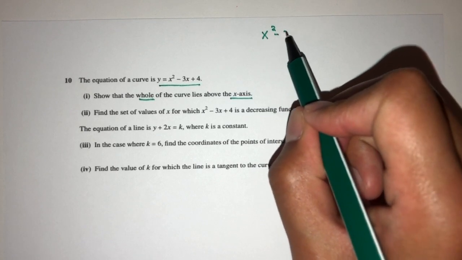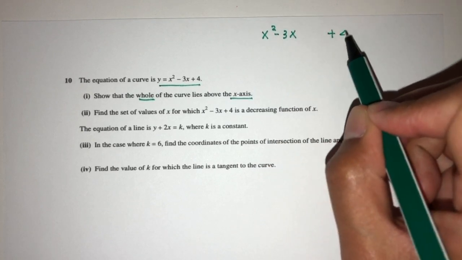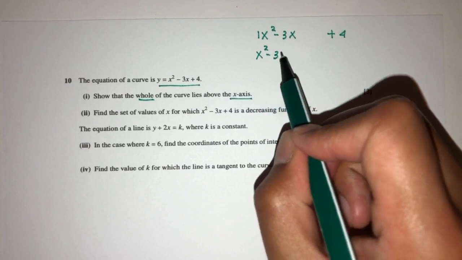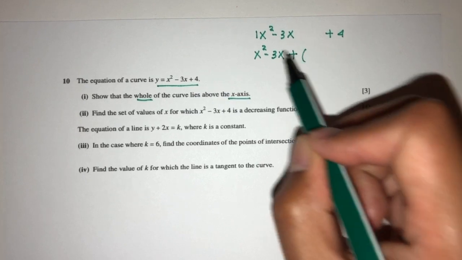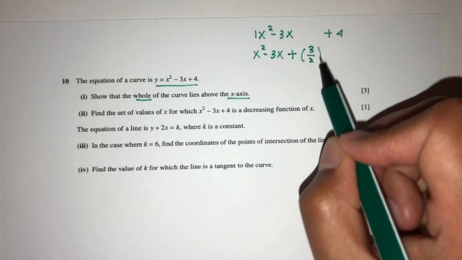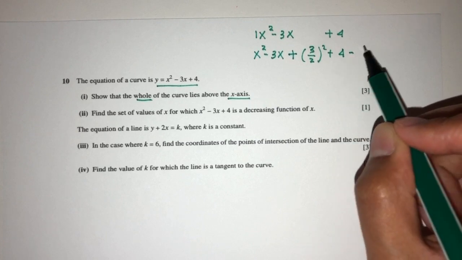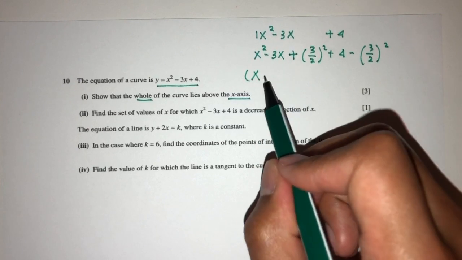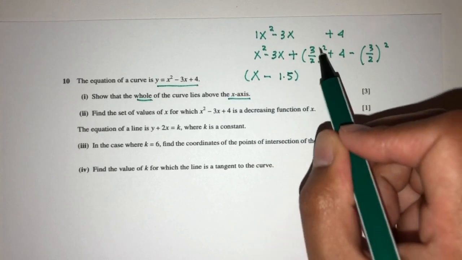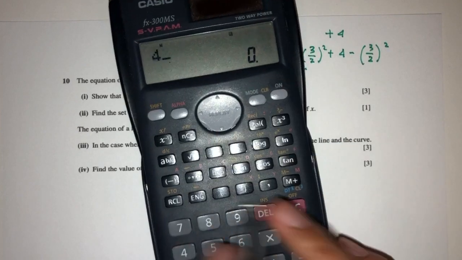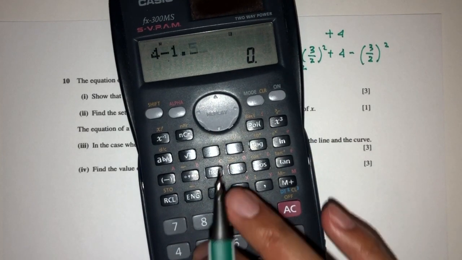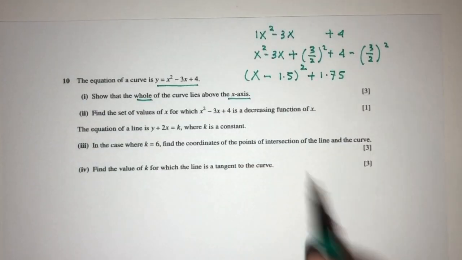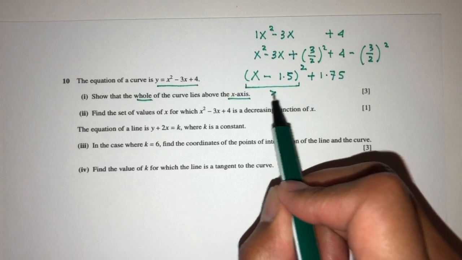At first we have this. Leave some space for plus 4, because here it is 1, we can proceed to the next step. So we have x squared, here we have minus 3x. Now we have to add something. What we add will be the value here, which is 3 over 2 squared. Now we have plus 4. When you add something, you have to subtract the same value as well, so you don't change the equation. So here you have x minus 1.5 squared, and here we have 4 minus 1.5 squared. That should be 1.75. So we have shown that this is always going to be more than or equal to 0.